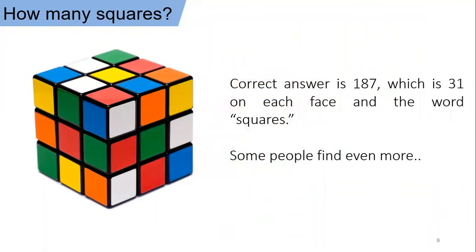So by now you've probably guessed that if there's 31 in a square, including the square, then on the Rubik's Cube, you probably have 187, right? Some people even count the word squares right on top. So like Mike said, it depends on the definition, right?